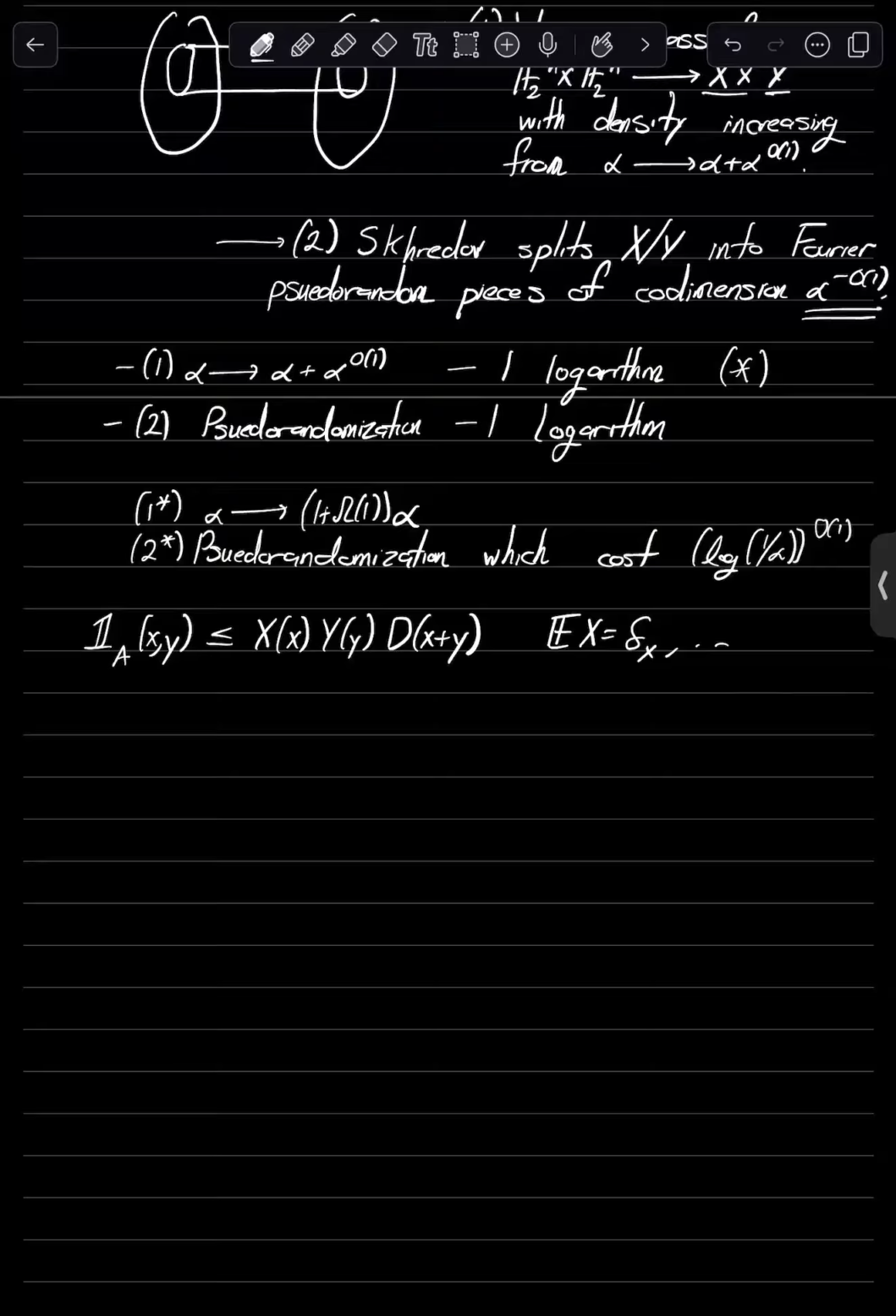Can I ask one quick question before you go on more about 1 star? I wanted to ask something quick about 2 star. Does your 2 star step also improve Sarah's results? Do you remove some logs from there with the pseudo-randomization step? Not easily, because our pseudo-randomization is really with respect to... this argument of 2 uses some kind of L2 strategy.